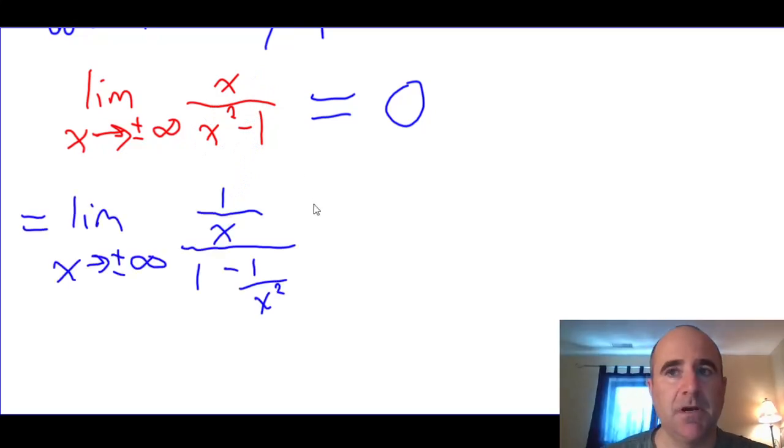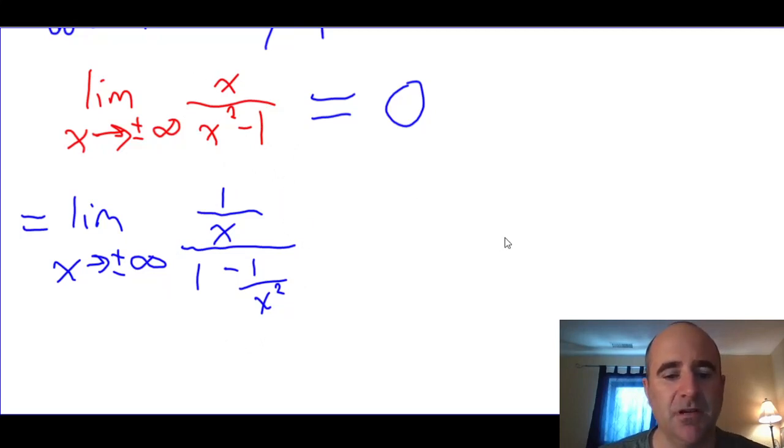When we divide everything by x squared, we divide x by x squared to get 1 over x. We divide x squared by x squared to get 1, and we divide negative 1 by x squared to get negative 1 over x squared. So these two fractions are actually equivalent. This is a legal algebraic move, although it is a very strange one to do.